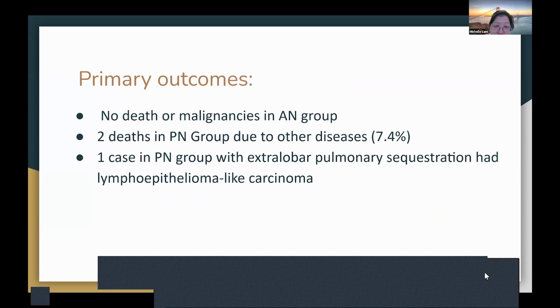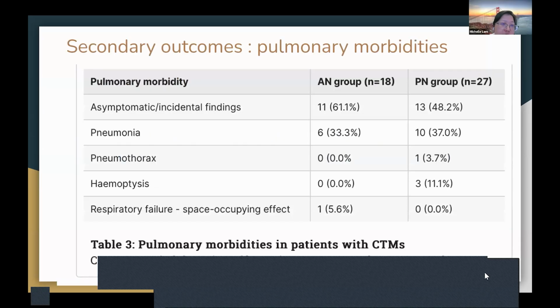There was no death or malignancy in the antenatally diagnosed group. As for the postnatally diagnosed group, there were 2 deaths due to other diseases. One case in the PN group with extralobar pulmonary sequestration was diagnosed with lymphoepithelioma-like carcinoma. As for the secondary outcomes, the majority in both groups either remained asymptomatic throughout the follow-up time or presented as an incidental finding during health checkups.